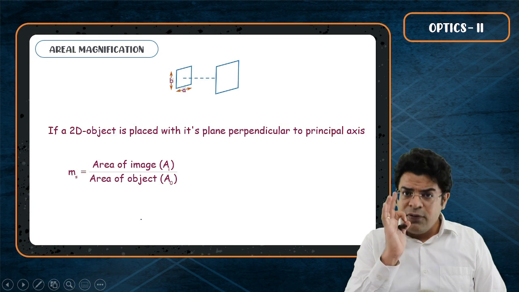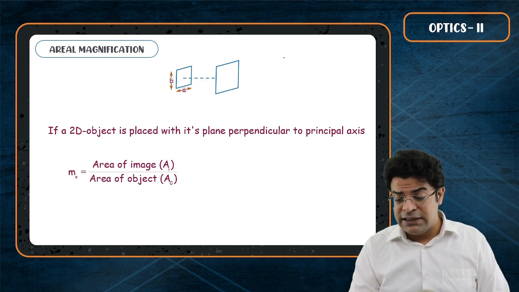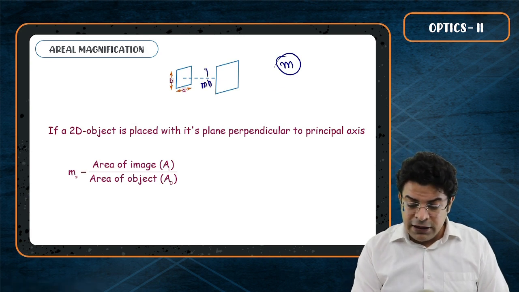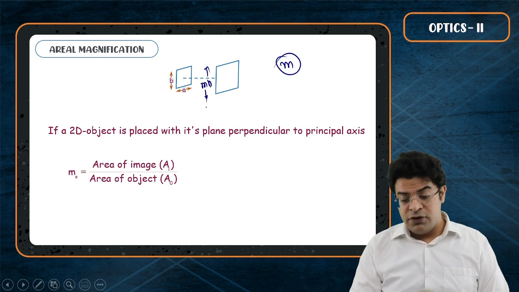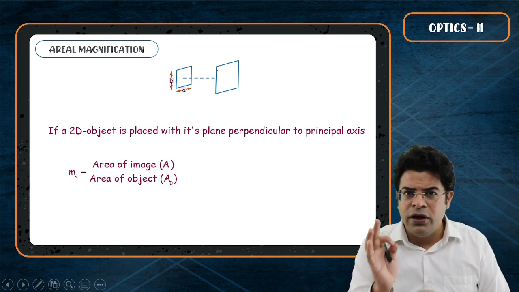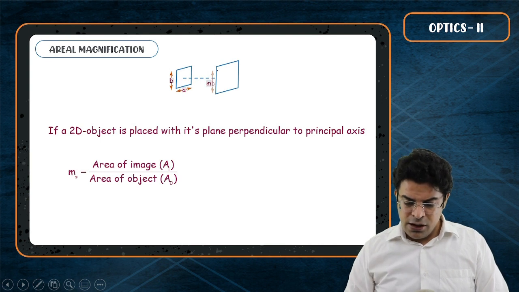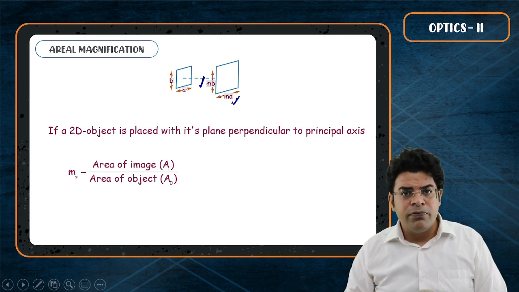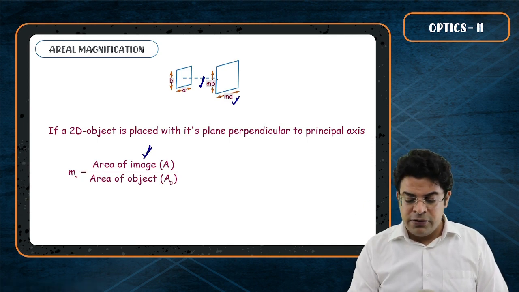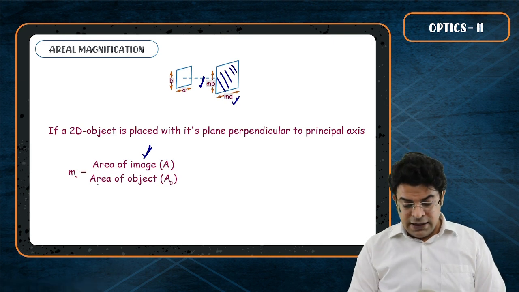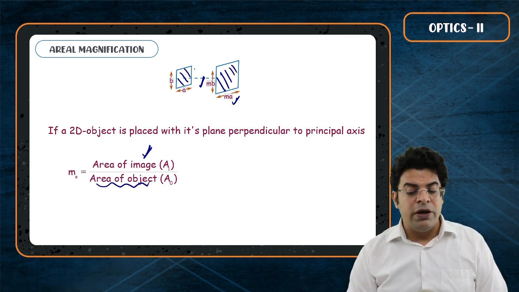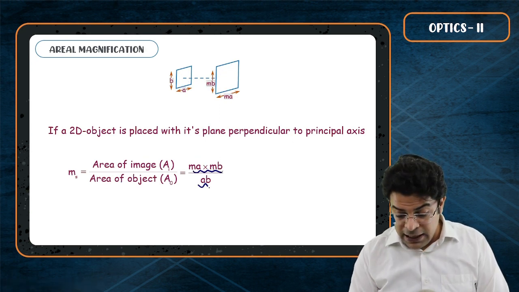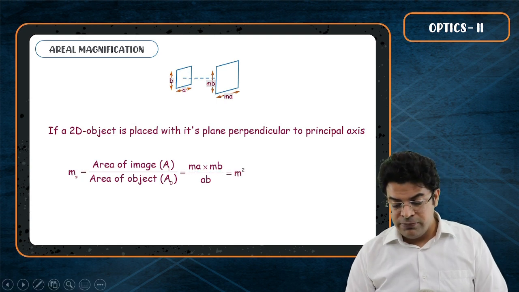Now, bachcho, if the transverse magnification is m, then the height of the image will be m times b and the width of image will also be m times a. So the area of image will be mb times ma, while the area of object will be b into a. So you can write ma times mb, this is the area of image, upon ab, this is the area of object. So you simply get m square.